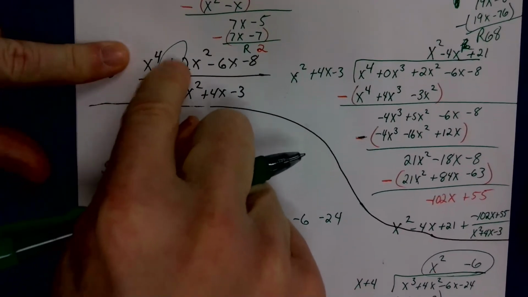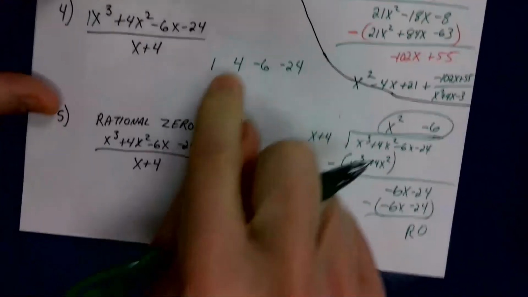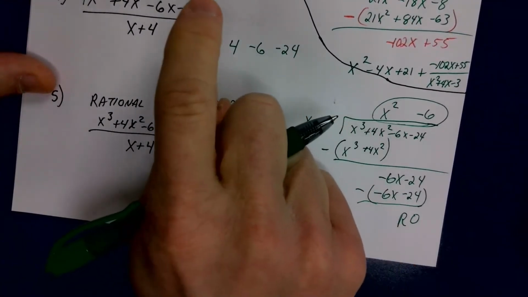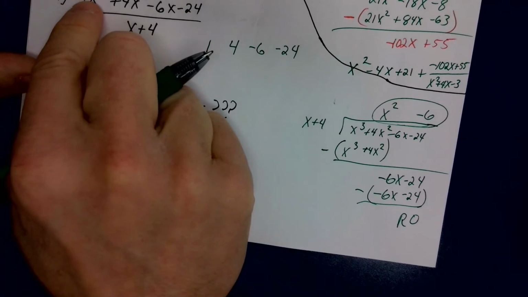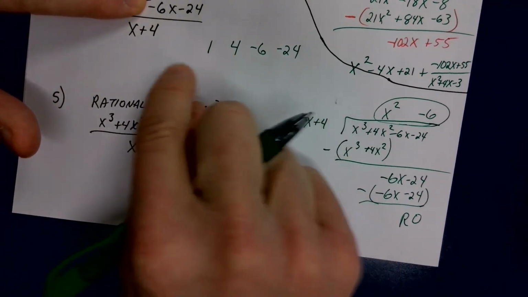Now, with that being said, like up here on this one, if you're missing an x cubed term, you do have to put a 0 in for that x cubed term. Because again, if it was missing one, like if this 4x squared wasn't there, I need to put a 0 in that place to get placeholders.